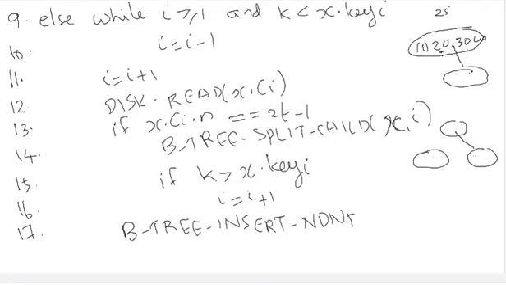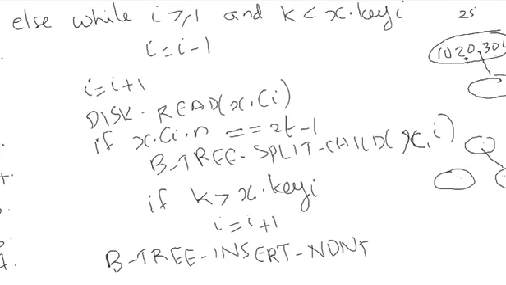That is the meaning. If x dot ci, the procedure B tree insert non full x dot ci comma k, so we recursively invoke B tree insert non full of x dot ci comma k. Okay, this is how the procedure grows. This is how the insertion happens.